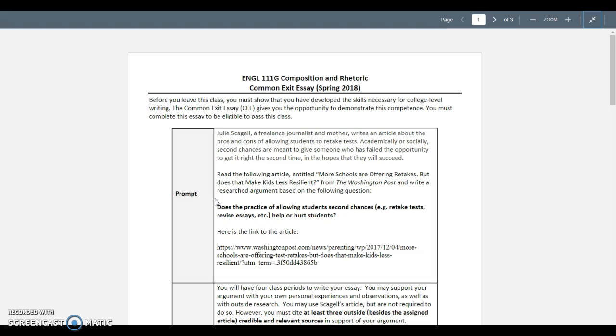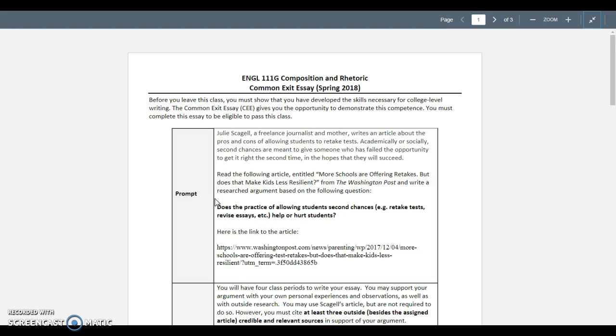The first topic is from Julie Skagel, and she's a freelance journalist and mother who writes an article about the pros and cons of allowing students to retake tests. Academically or socially, second chances are meant to give someone who has failed the opportunity to get it right the second time, in the hopes that they will succeed. So this article is titled, "More Schools Are Offering Retakes, but Does That Make Kids Less Resilient?" and it comes from the Washington Post.